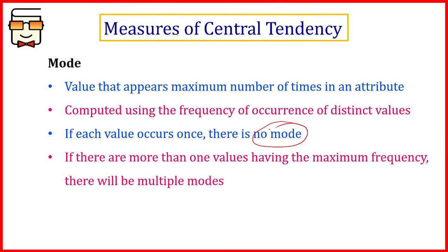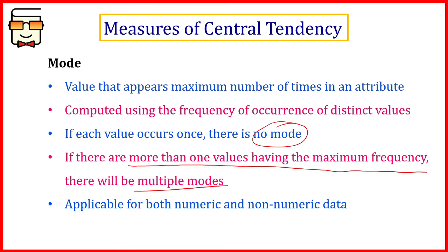Now on the contrary, there can be a case when more than one value is occurring the maximum number of times. Say an attribute has values 5 and 8 which are occurring 10 times each. So both these values will be the mode if 10 is the highest frequency in that particular attribute. So multiple modes are possible, they are allowed, but they are only allowed when the maximum frequency is more than 1.